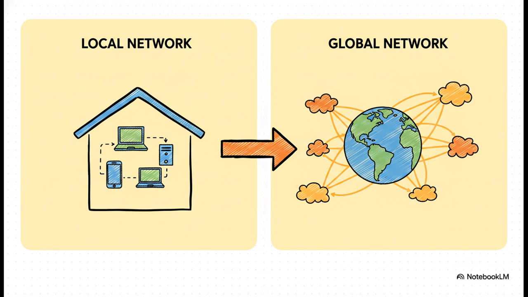But the internet is massive. We can't possibly memorize the physical fingerprint of every single device on Earth. So, moving into Layer 3, we introduce IP addresses. These are logical hierarchical addresses designed specifically to help us navigate and route traffic across vast, totally different global networks.